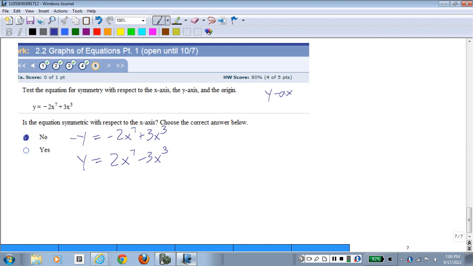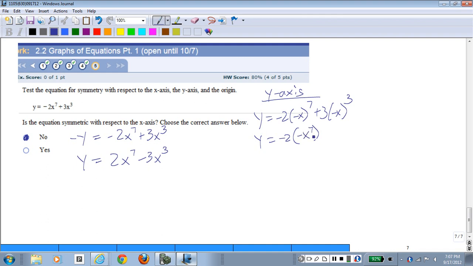If we go y-axis, it's going to be y equals negative 2 times negative x to the 7th plus 3 times negative x to the 3rd. So y equals negative 2 times, 7 negatives all multiplied together equals what sign of a number? Negative. 7 x's all multiplied together. X times x times x times x times x times x times x. X to the 7th. So negative x to the 7th.